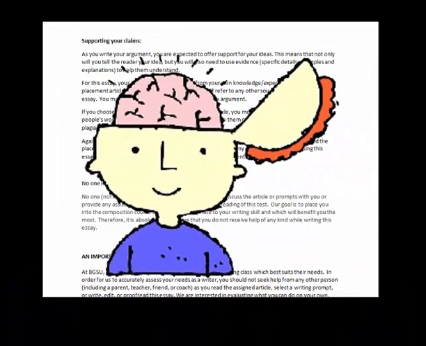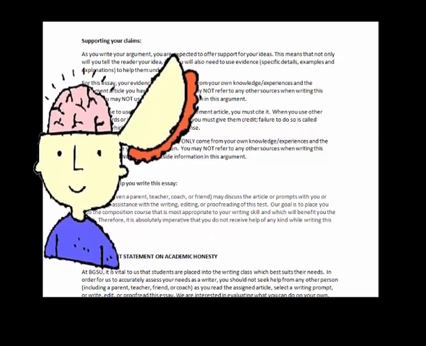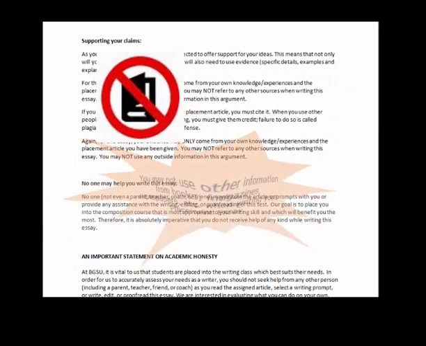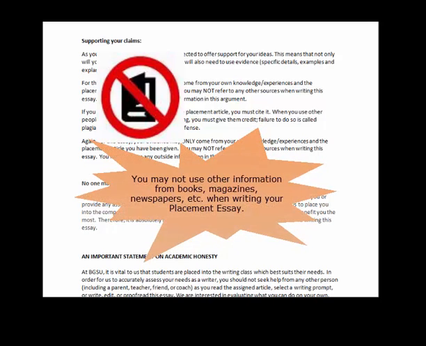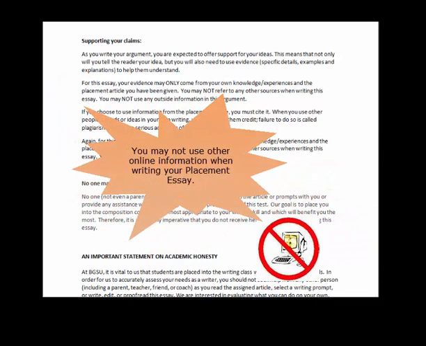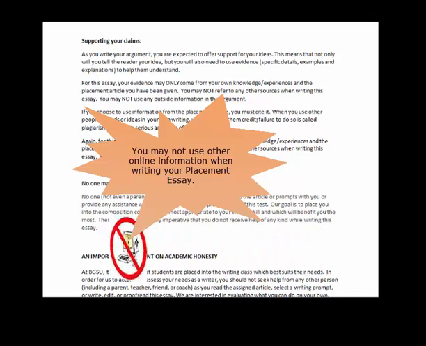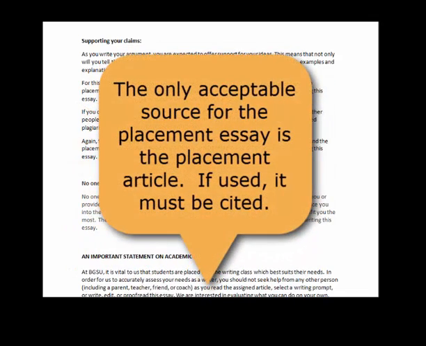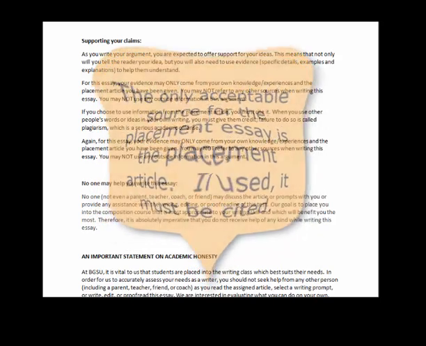For this essay, your evidence may only come from your own knowledge and experiences and the placement article that you have been given. You may not refer to any other sources when writing this essay. You may not use any outside information in this argument. If you choose to use information from the placement article, you must cite it. When you use other people's words or ideas in your own writing, you must give them credit. Failure to do so is called plagiarism, which is a serious academic offense.